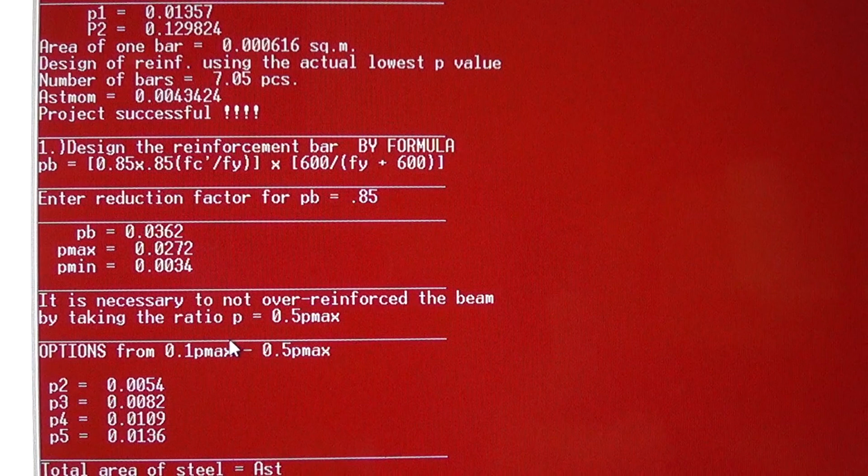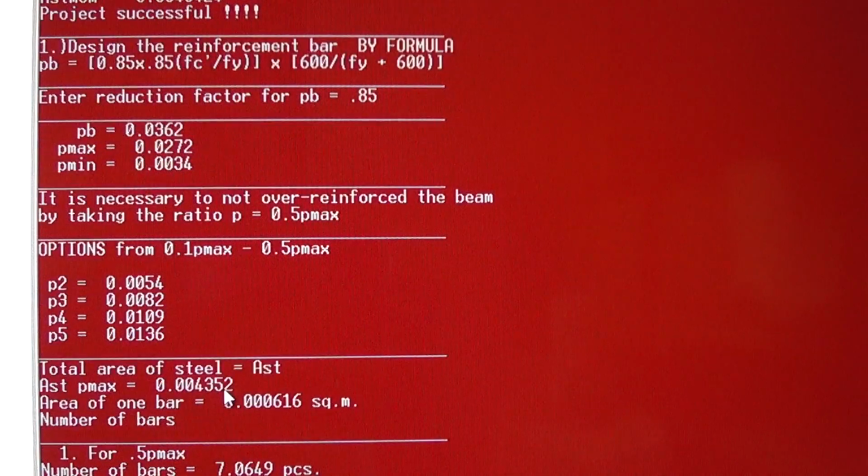But still, you have an option to multiply it by 0.1 up to 0.5. So usually I end up using this. Depends on how many reinforcement is the result, using 0.5 P maximum right there. Alright, so again, the PB here and the P1, this is by theory and this is by formula, and usually they are identical, so it's good.